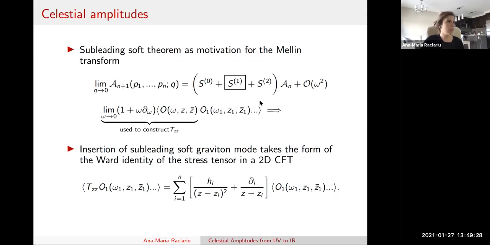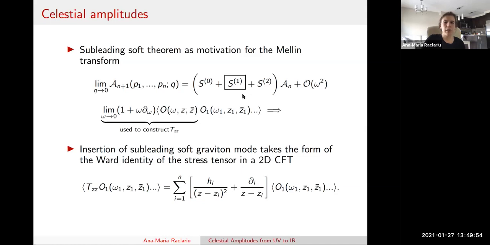So this is what I mean. But in any case, if we restrict to tree level, I think these are unambiguous. Does this answer the question? Yes, thank you. Okay. I thought that this might be a nice motivation for why we're considering celestial amplitudes. It's actually not going to be super relevant for what I'm going to be saying in this talk.